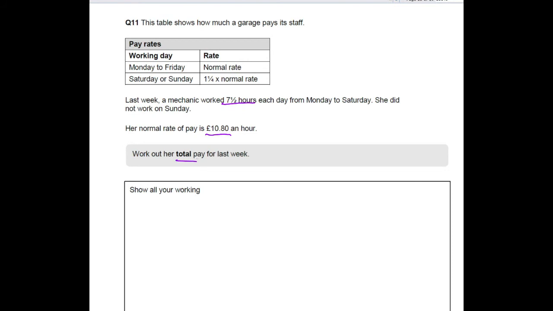So from Monday to Friday, so that's 5 days at 7.5 hours on our calculator, that's a total of 37.5 hours at a rate of £10.80. So that's £405 Monday to Friday.